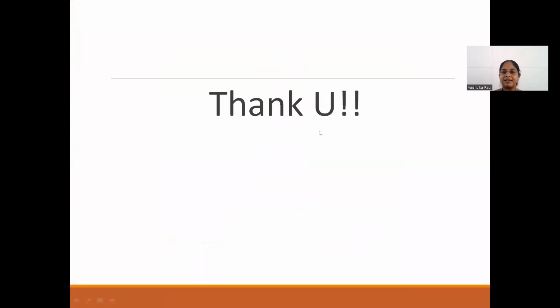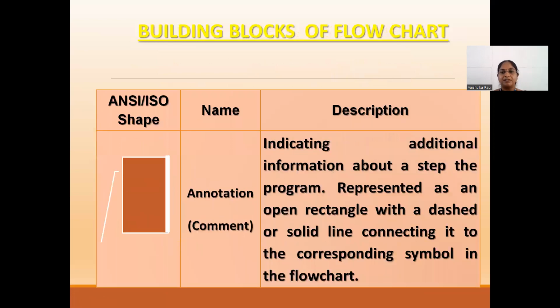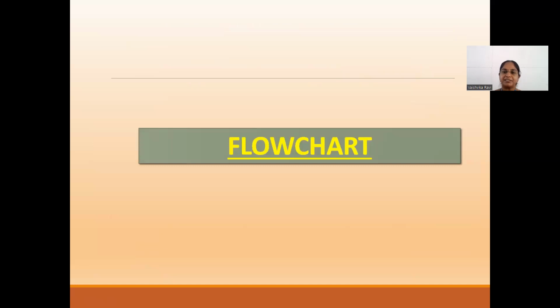In this class, we have seen about the algorithm and flowchart. Algorithm is a sequence of steps to find the answer or output for the given input. It is similar to a line of steps. Then next is the flowchart. Flowchart is the pictorial representation of an algorithm.